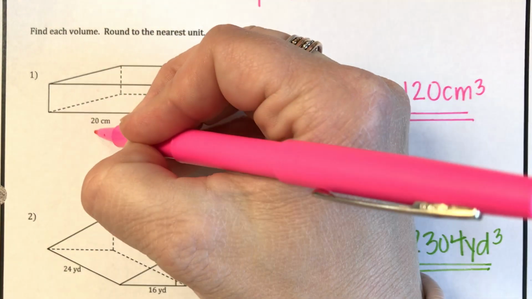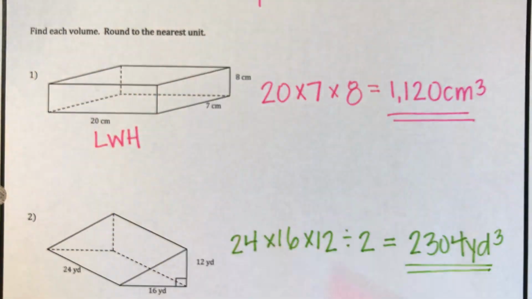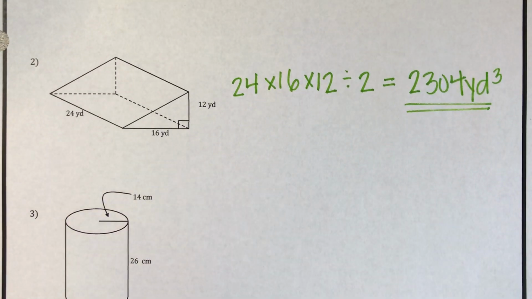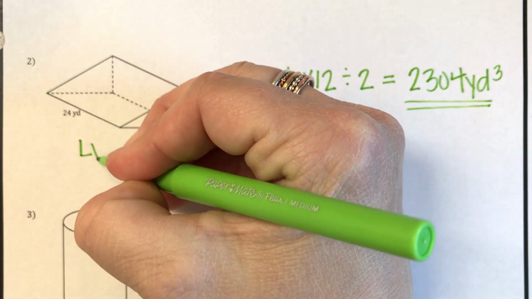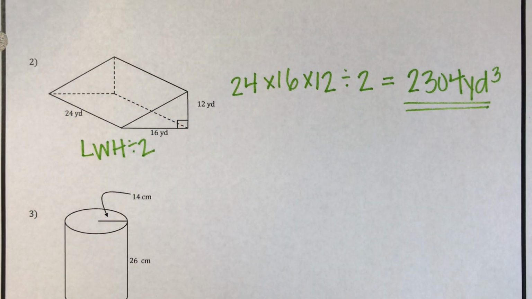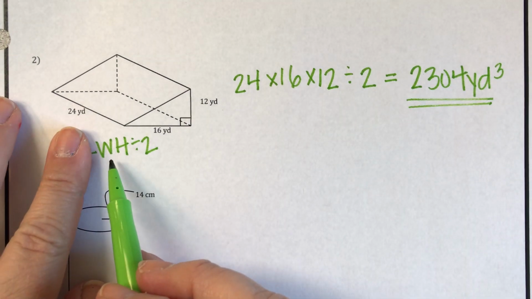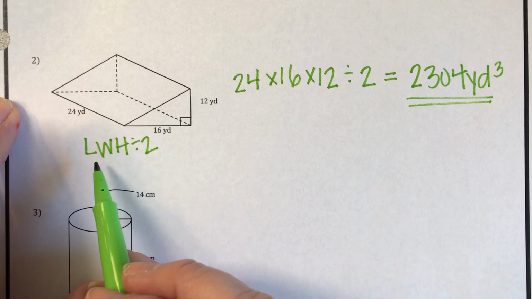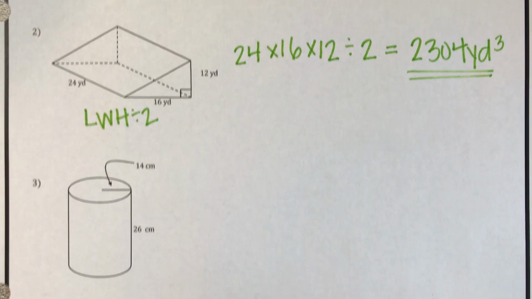Okay, so actually I'm going to go back up here. Rectangular prism, length times width times height, right? Area of the base times the height. Triangular prism, length times width times height divided by 2. So this would essentially be like the area, right? Base times height divided by 2 times how long it is.